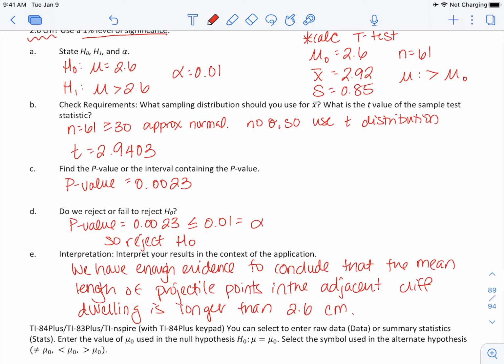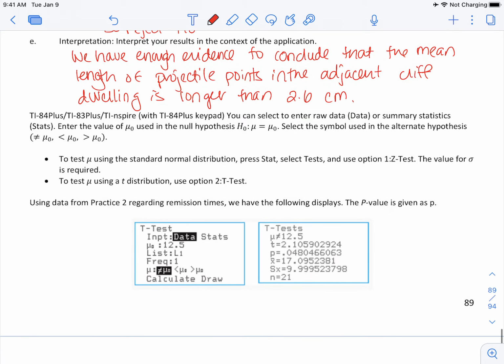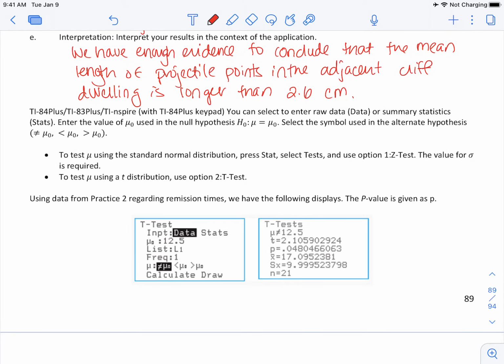So what follows here is just a description of, again, how to do this in the calculator, which we went over. We'll go over this in detail in class as well.